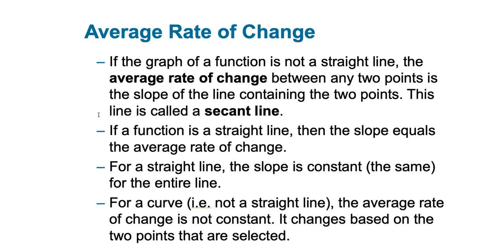The average rate of change is not constant. It changes depending on the 2 points selected. However, if the function is a linear function, then its graph is a straight line, and its average rate of change is the same thing as the slope of the line. For a straight line, the slope is constant. But for nonlinear functions, the average rate of change is not constant and depends on the points that are selected.